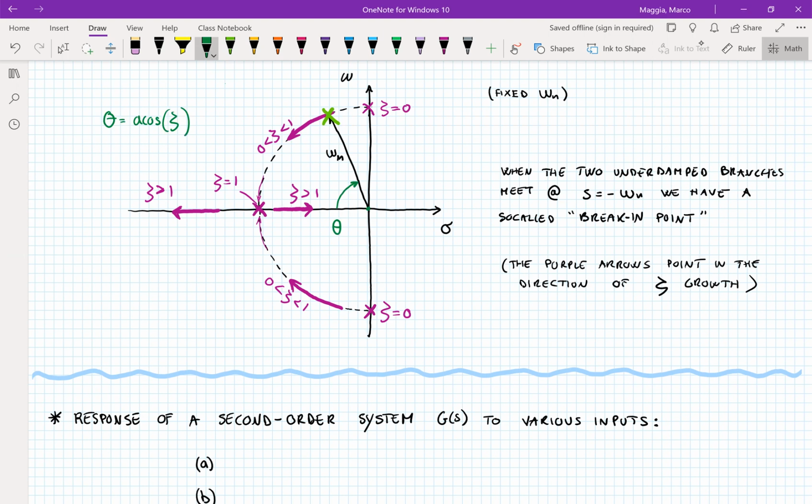If the damping ratio was 0, then arccosine of 0 is 90 degrees. And that makes sense because if this angle is 90 degrees, the pole would be exactly on the imaginary axis. And for poles on the imaginary axis, we are in the undamped case, that is, the angle is equal to 90 degrees. It checks.